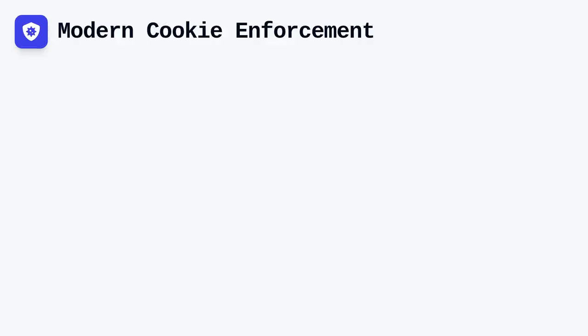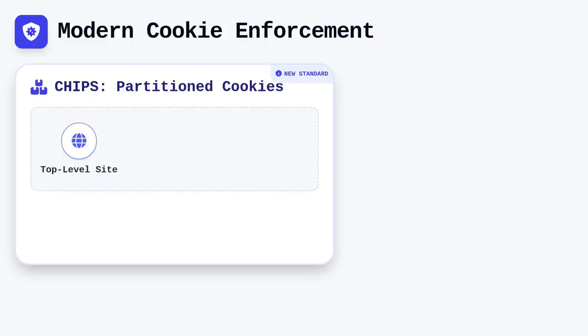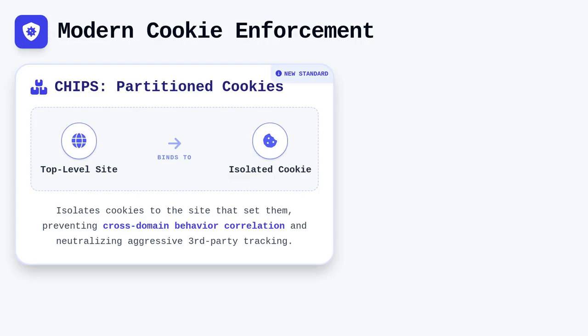Recent shifts in browser enforcement have introduced partitioned cookies and strict domain scoping as a primary response to aggressive third-party tracking. Partitioned cookies, or CHIPS, allow developers to opt into a model where cookies are bound to the top-level site that sets them, isolating their influence across different domains. This prevents a third-party provider from correlating user behavior across the entire web.